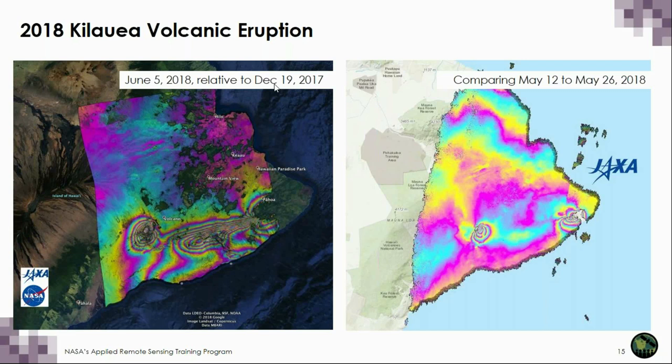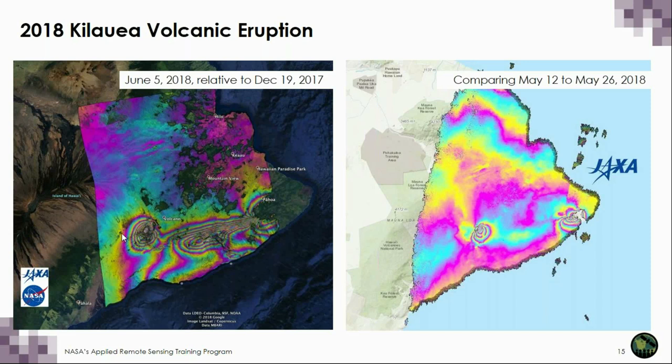So by looking at these maps, we can see which parts of the volcano are moving up and which parts are moving down, and how much they're moving. On the left, the image is showing the large deformation that happened between December of 2017 and the early part of the eruption in June of 2018. The big eruption started in May. So this includes the very large deformation that happened in the first month of the eruption.